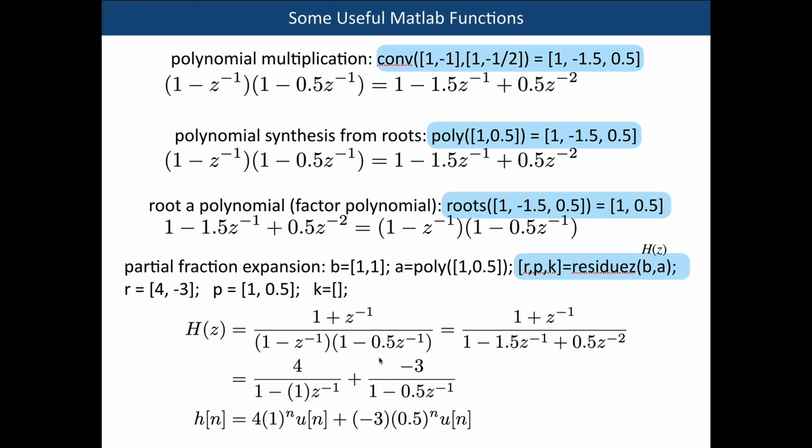Let's see, did I do this right? Actually, here are the solutions. This is what MATLAB returns. I think I did this right. Yeah, the roots are at 1 and 0.5. Yeah, sorry, making mistakes here. Anyway, what the residue function returns is 4, negative 3 as the residues, so that's these numbers, and then 1 and 0.5, those are the corresponding poles.